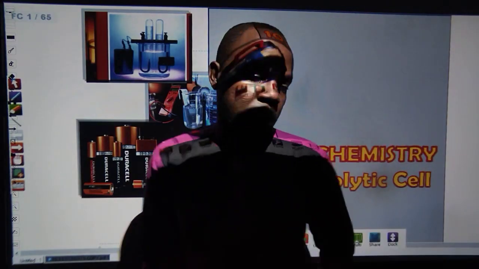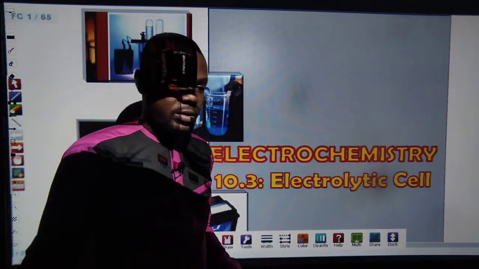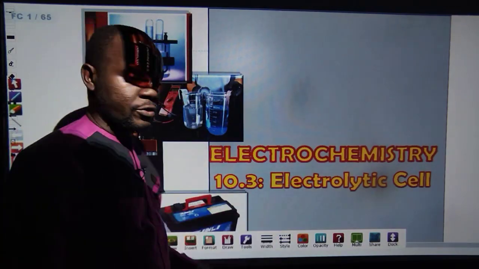Okay, now we are moving to the next chapter of electrochemistry, which is 10.3, the electrolytic cell.